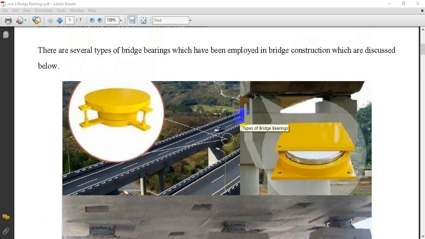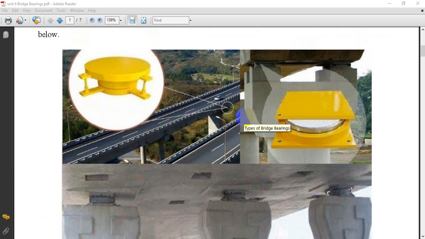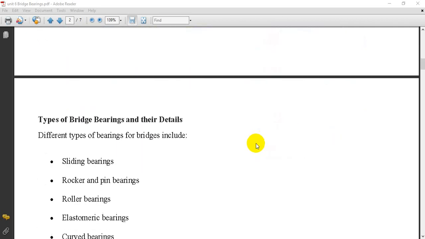So bridge bearings make room for movement, that is rotational movement or translational movement in horizontal and transverse directions. Mainly these are classified into two types: expansion bearings and fixed bearings. There are several types of these bridge bearings. We will see below here.